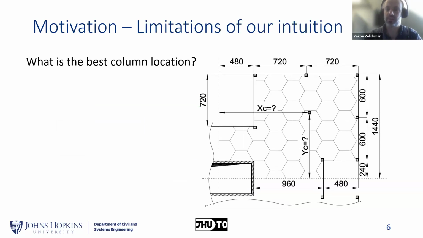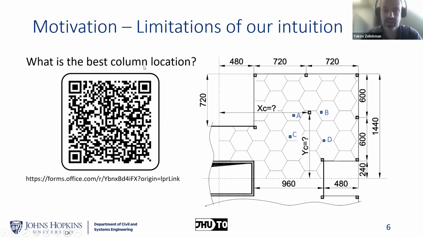The other side of it is us, the engineers, the academic people, and our intuition is not as good as we think it is. Let me ask you this. If you have this floor plan, with some columns around and a core wall, and I ask you where you would want to add this new column, would it be point A, B, C, or D? And actually, you can scan this QR code and put your answer there.